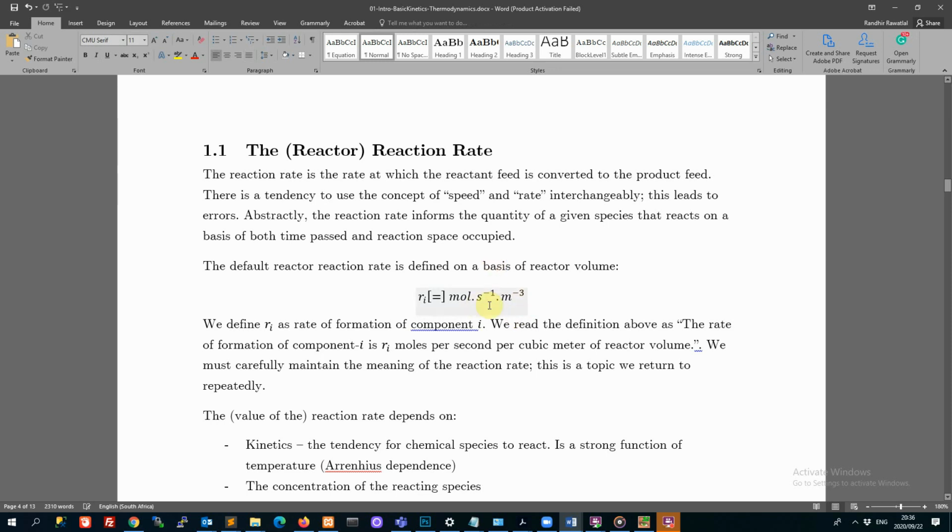And we will revisit this. Sometimes the reaction space occupied is not a volume of reactor. Sometimes the space can even be the surface area of a particle, or it might be given to us on a per kilogram of particles basis. So this changes quite a lot, but most of the time it's moles per second. So that's really what we want to get to. We want to know how fast we are producing a product in our reactor.